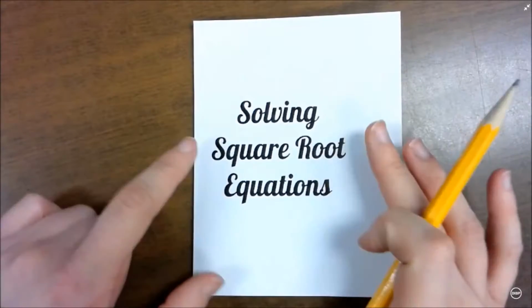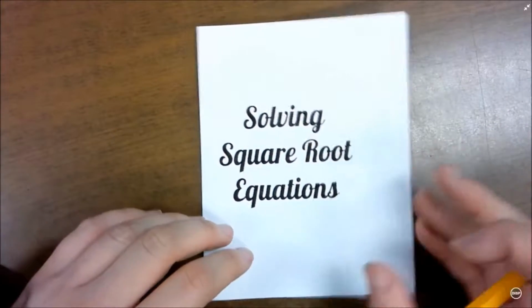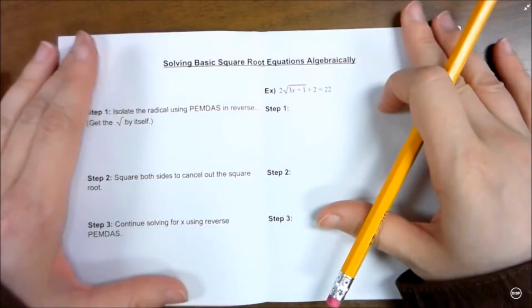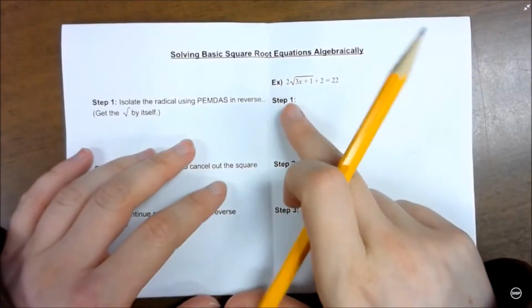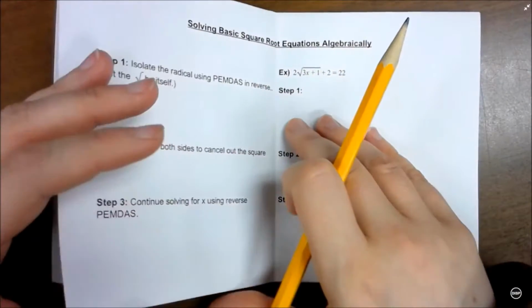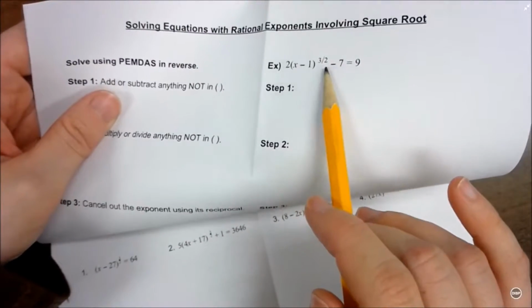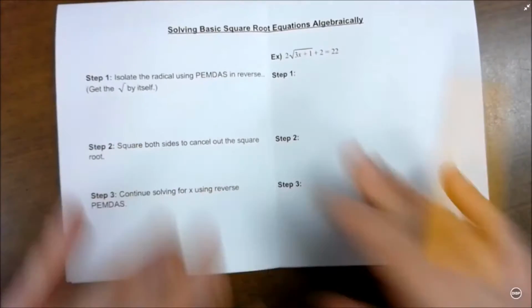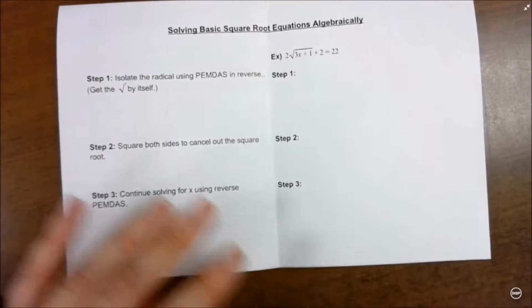Hello everybody, today we're going to be solving square root equations. So go ahead and open up your foldable. We're going to start with some really basic, just square root, whereas once we go inside here, we're going to have some rational exponents that involve square root, but we're going to start with just plain square root.